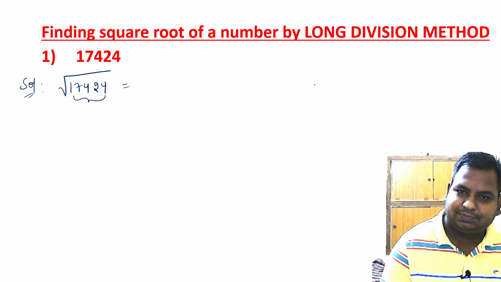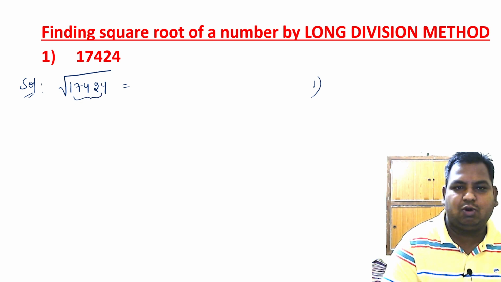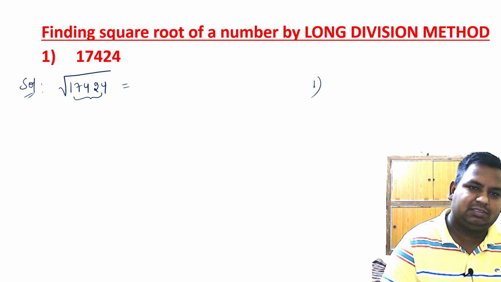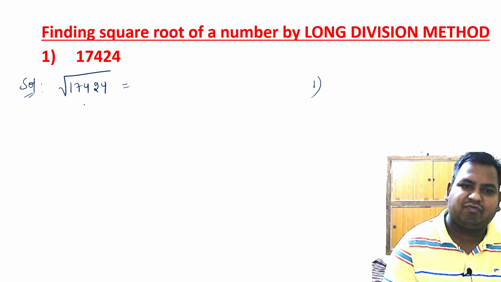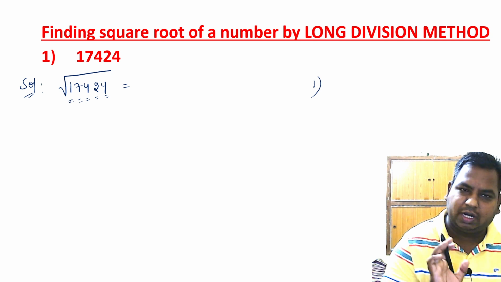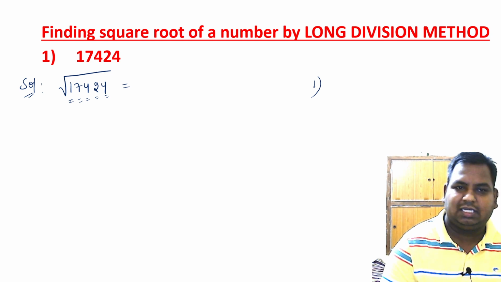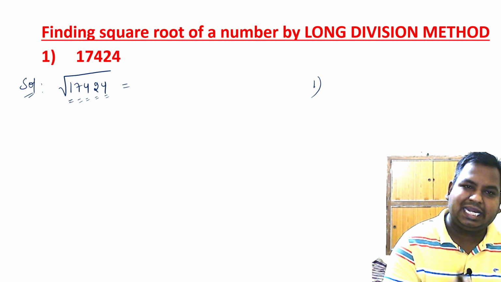So step number 1. Step number 1 is look at the digits of the number and find out whether the given number has odd number of digits or even number of digits. So let me count the digits. Here I have 5 digits: 1, 2, 3, 4, 5. I have 5 digits. So 5 digits is odd number of digits. So what I should do, if I have odd number of digits, I need to convert them into even number of digits. If I have even number of digits, I need to feel happy and celebrate.